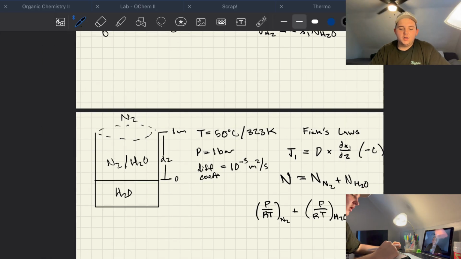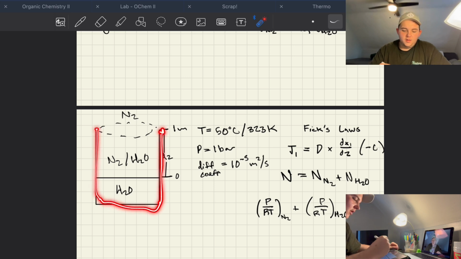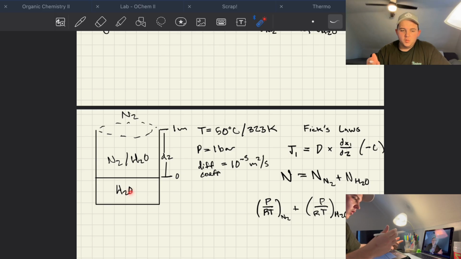Okay, we're back for part 2. I have our diagram here drawn. Over here on our left, we have the same kind of cup, or pool in this case, with water in the bottom and a mixture of water and nitrogen gas at the top. Our water level is equal to 0, and the top of our pipe, which is what we're looking at, is 1 meter.